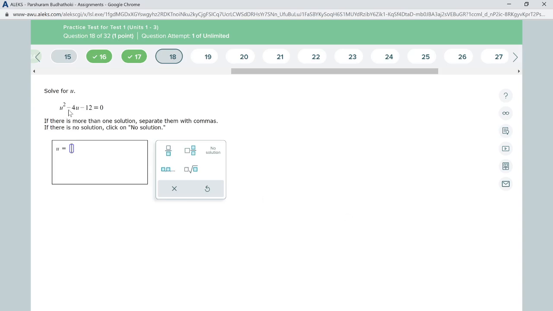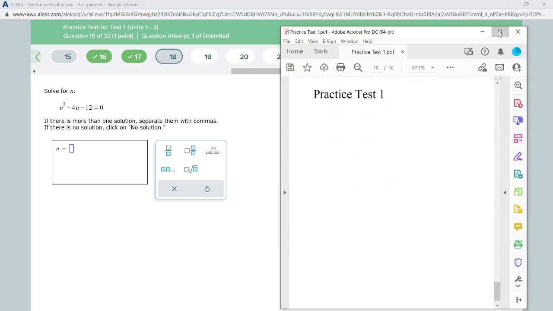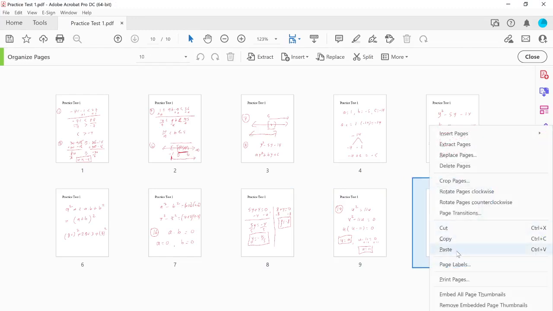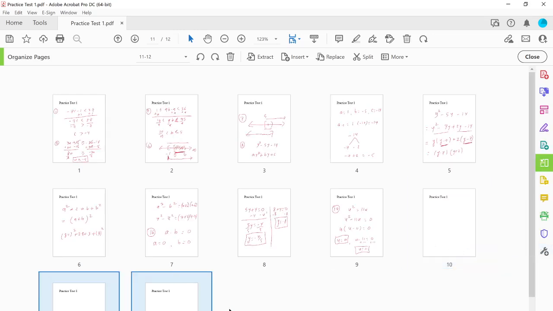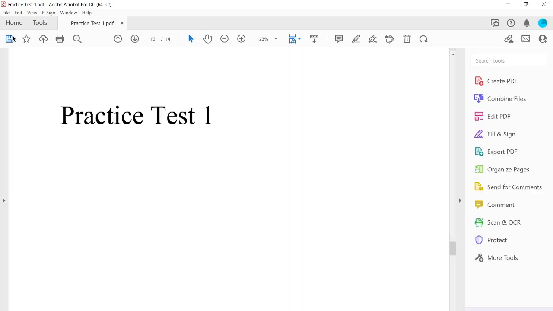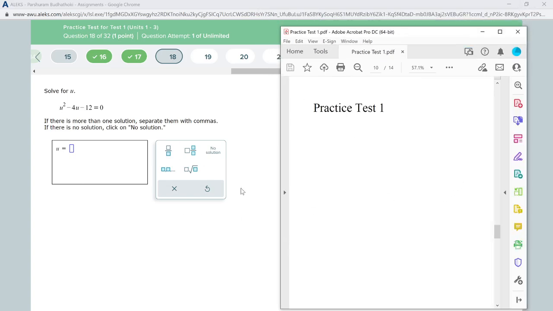This is a quadratic equation, and to solve this one, you can either use the quadratic formula or a factoring method. That's up to you. I need an extra page here. Okay, so this problem can be solved by using the quadratic formula or factoring. That's up to you, whatever you remember.